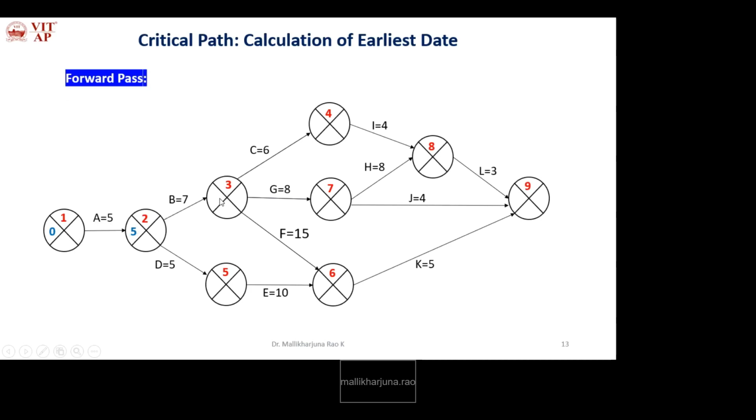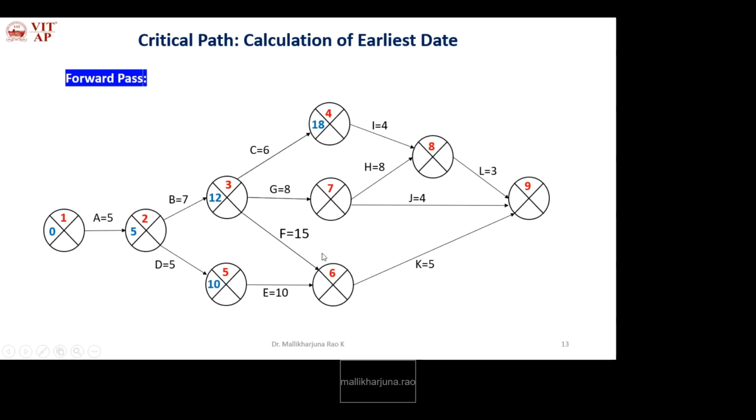3. What is the earliest date for 3? Earliest date of the previous plus duration, so that is 12. Next, 4. I will calculate the earliest date of the previous. What is the previous event? 3, and the activity duration is 6. 12 plus 6, 18. Okay, next 5. What is the earliest date for event 5? The earliest date of previous plus activity duration. 5 plus 5, 10. Okay, next 6.